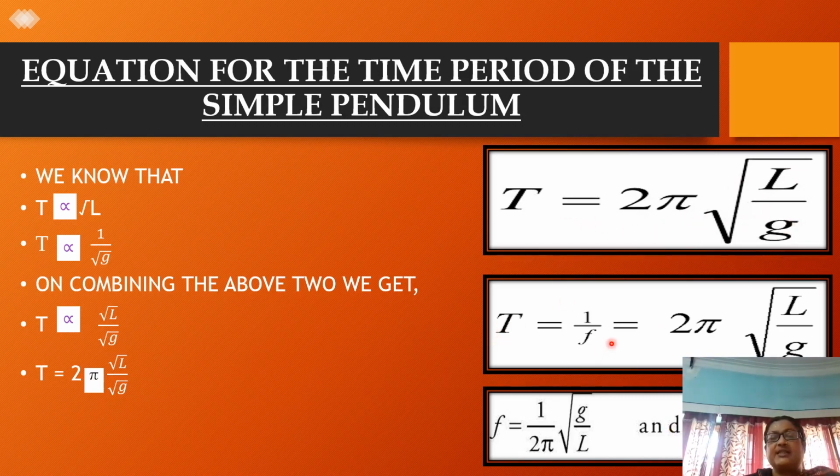Now we know that T is equal to 1 by frequency, which we studied in the last class. So when we calculate f, it will be equal to 1 by T, that is 1 by 2 pi root over L by g, which just becomes 1 by 2 pi root over g by L.